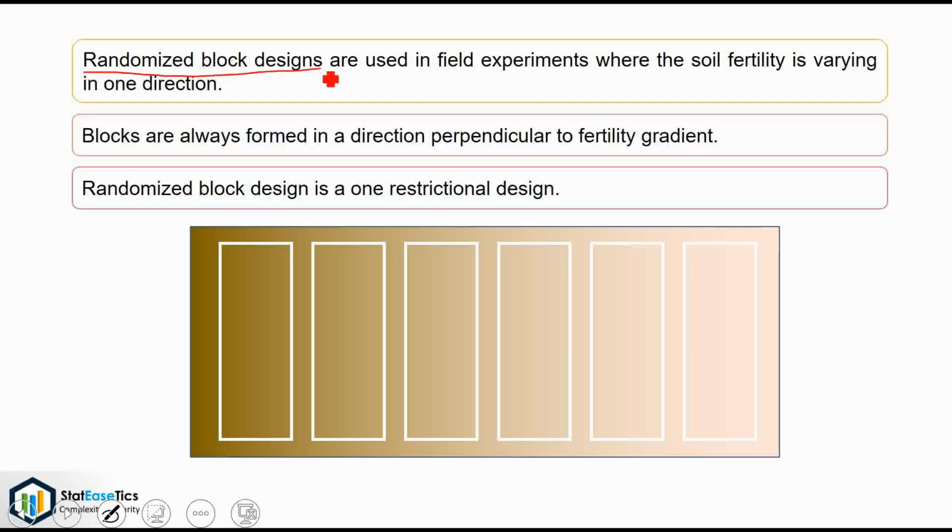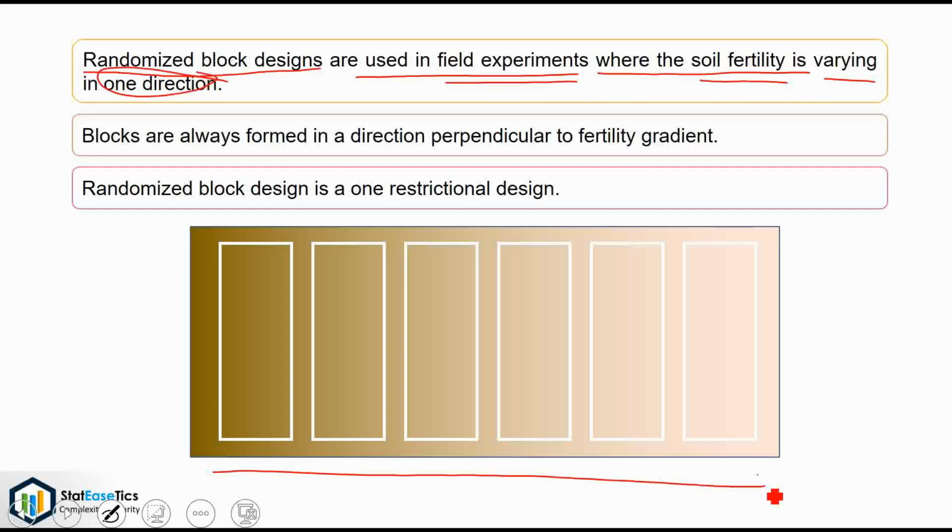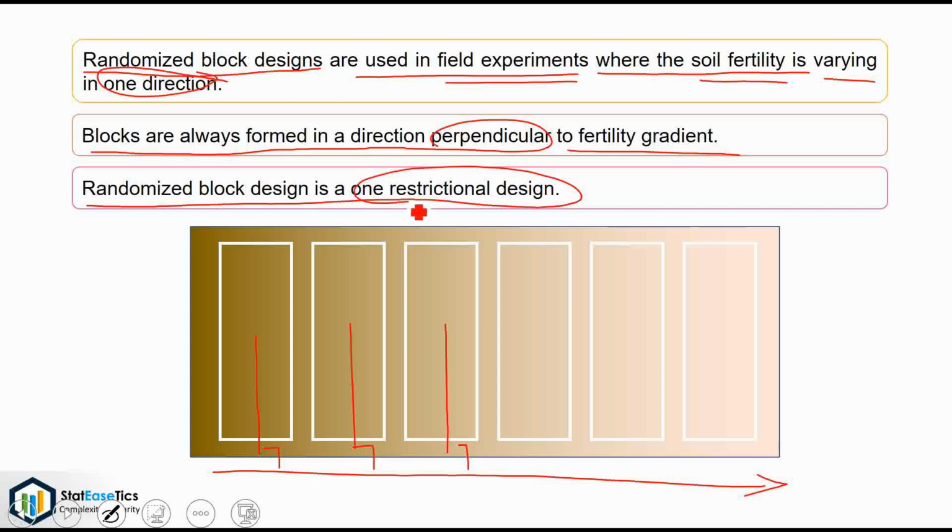Randomized block designs are used in field experiments where the soil fertility is varying in one direction. Here you can see that the soil fertility is varying in horizontal direction. Blocks are always formed in a direction perpendicular to the fertility gradient. So here the blocks are arranged vertically, that is perpendicular to the fertility gradient. Randomized block design is one restrictional design.